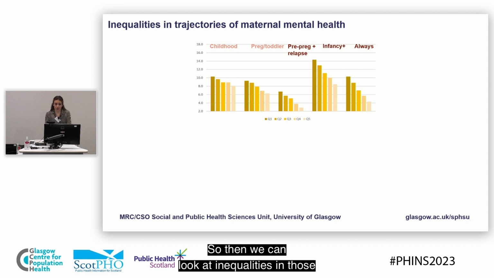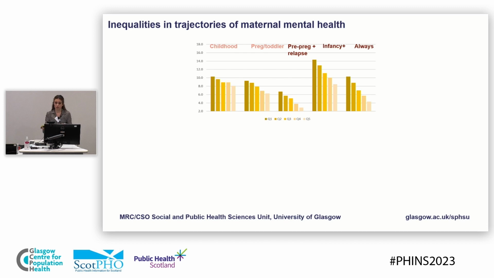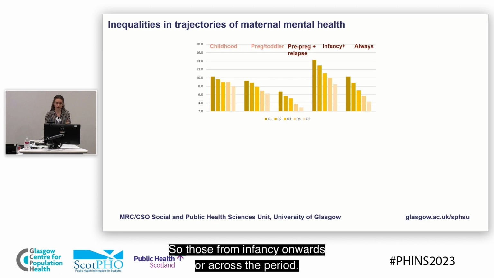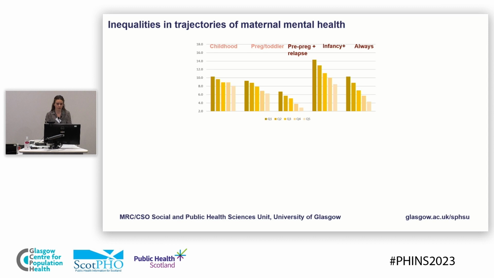So then we can look at inequalities in those different longitudinal groupings. This bar chart is showing us the social gradient in each of those groupings according to the Scottish Index of Multiple Deprivation. So we're seeing social gradients in all of those different patterns of prescribing, but they're particularly steep for the more chronic patterns of prescribing, so those from infancy onwards or across the period.